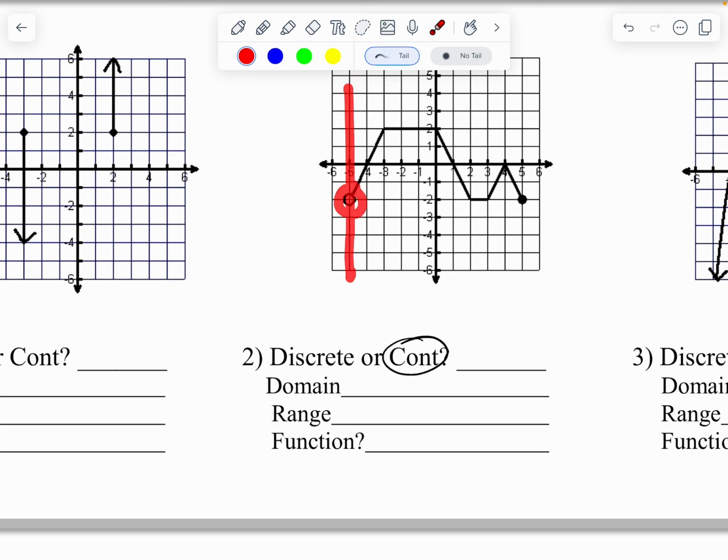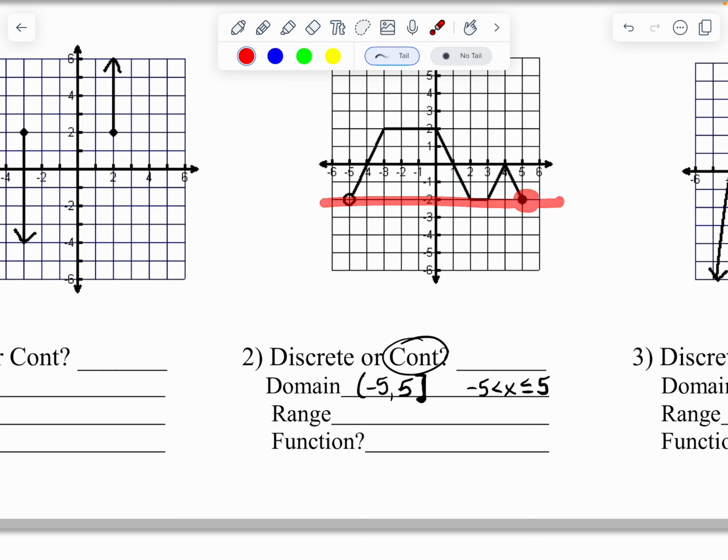Okay, what is our domain? Remember, the domain is the x value. So we start here at negative 5, but not included because it's an open circle, all the way to positive 5. So our domain would be from negative 5 to positive 5 with the closed bracket at positive 5. You could also say that negative 5 is less than x is less than or equal to positive 5. These are two different ways to write that domain.